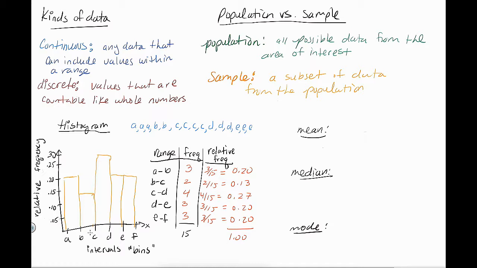See, on a histogram, the horizontal axis is broken up by intervals, usually called bins. And so you want to think about, well, where do all these little data points go? They go into various bins. So I did that with the frequency, as you can see here. They gave me a total of 15 total data points.